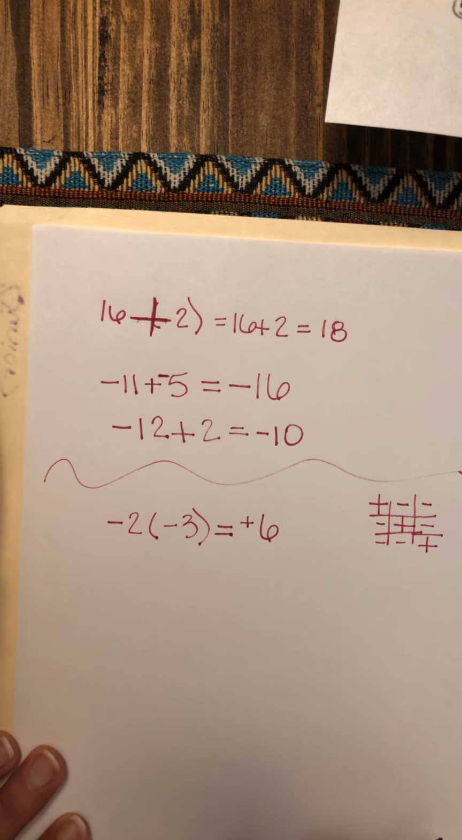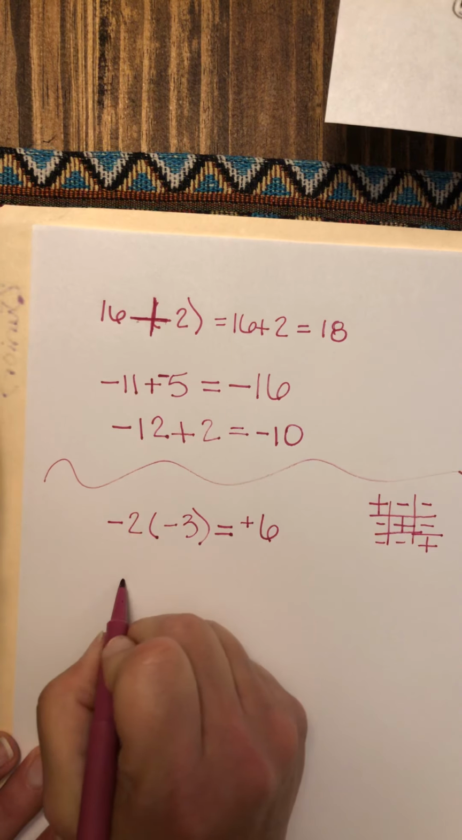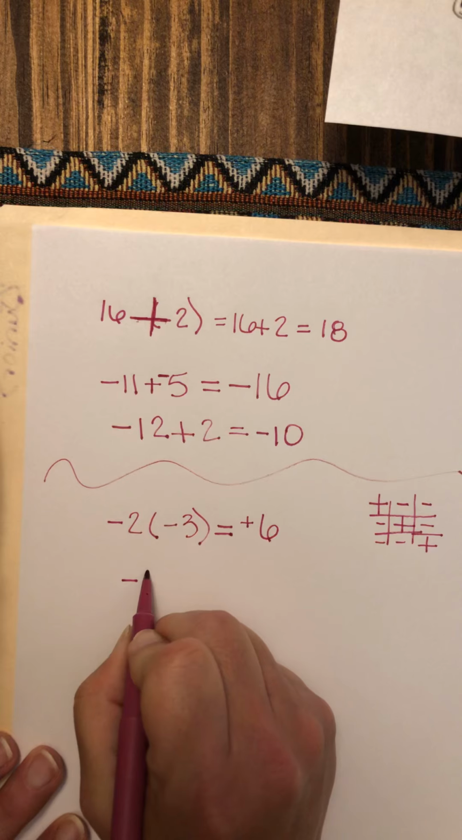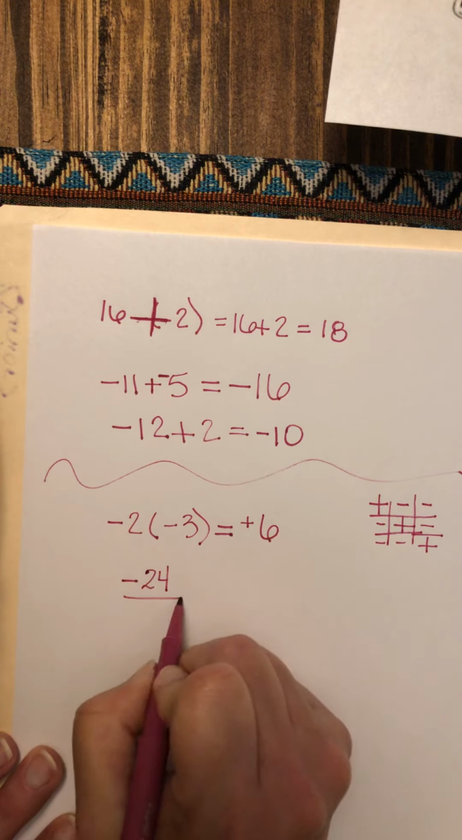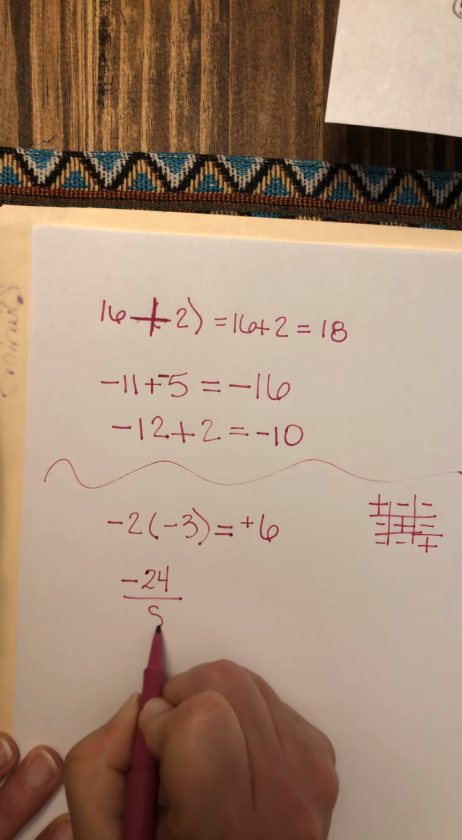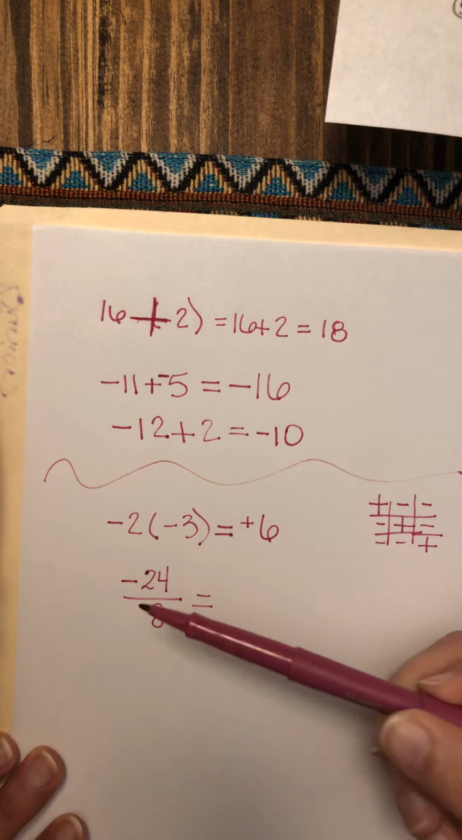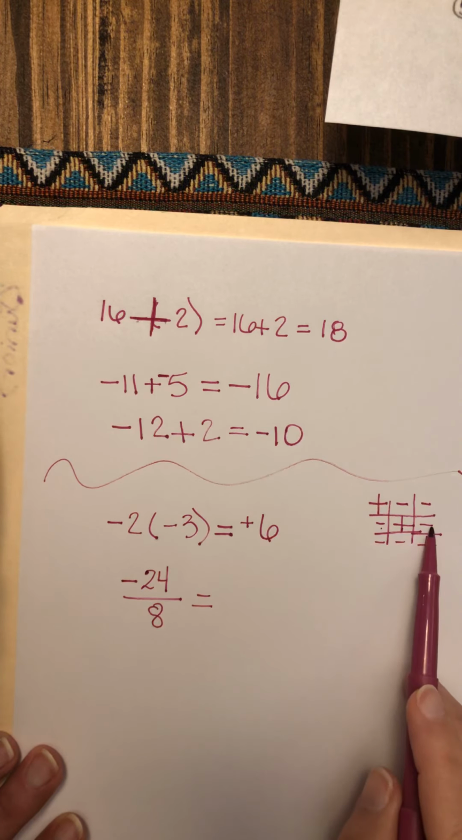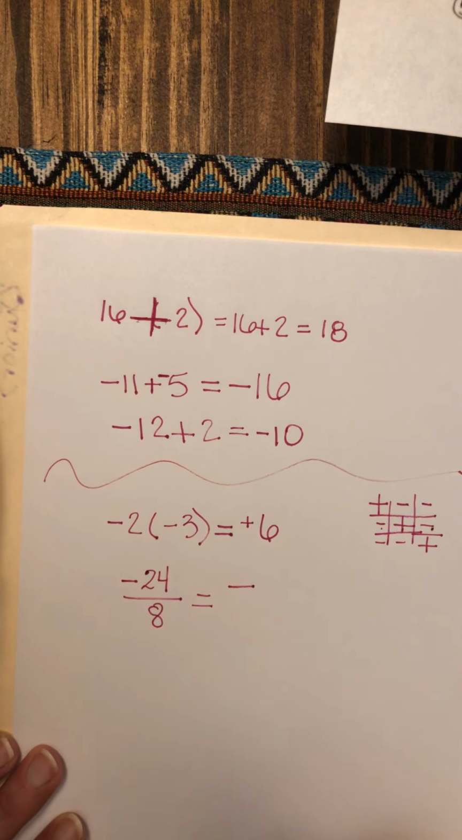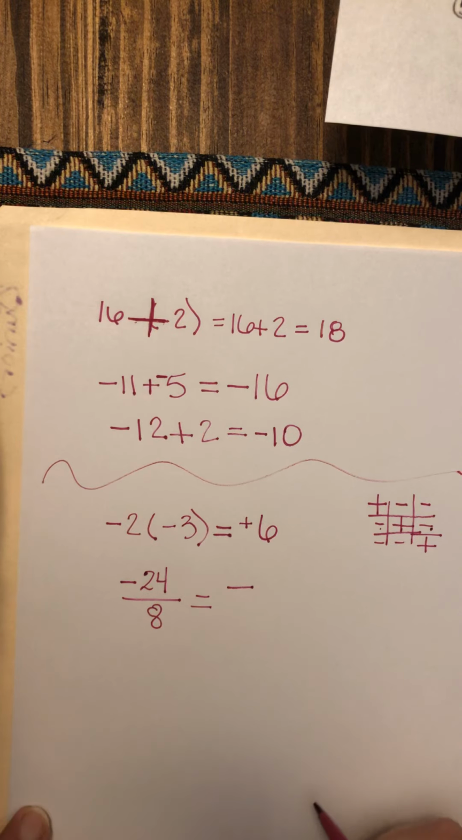Okay. So next, I have negative 24 divided by 8. Have a negative and a positive. Here's a negative, here's a positive, so my answer is negative. And 24 divided by 8 is 3.